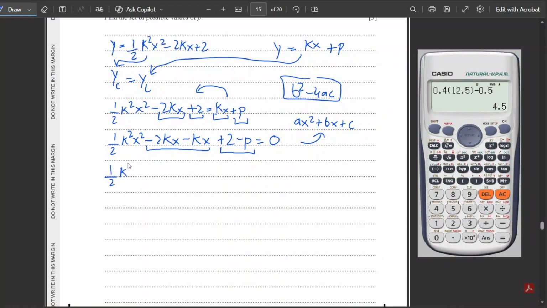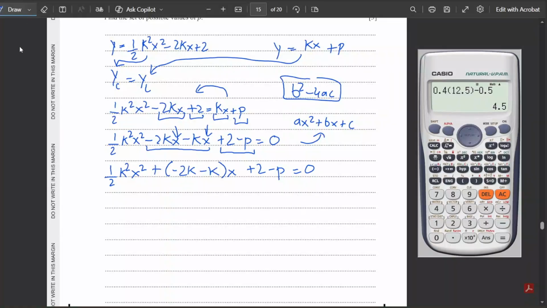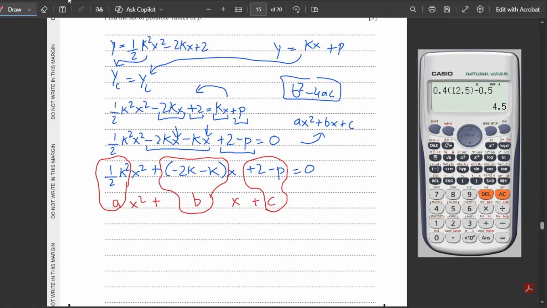It's going to be 1 by 2 k squared x squared plus minus 2k minus k, and I factor out an x. So this guy has an x, this guy has an x. I factor out their x terms. And then this is going to be my constant. So now this equation is ax squared, all of this is a, plus bx, all of this is b, and then plus c, so all of this is c. And now I can figure out the discriminant really easily.